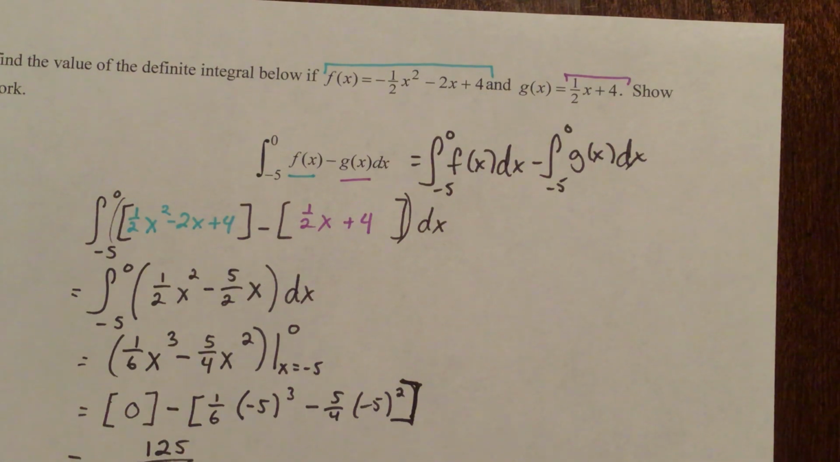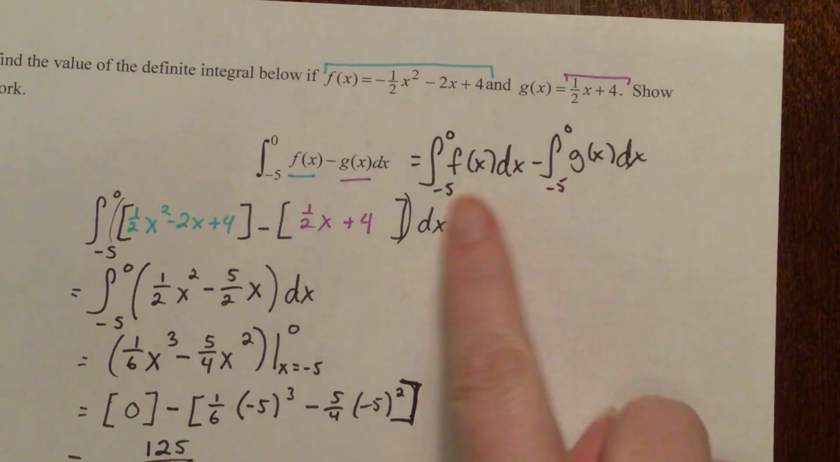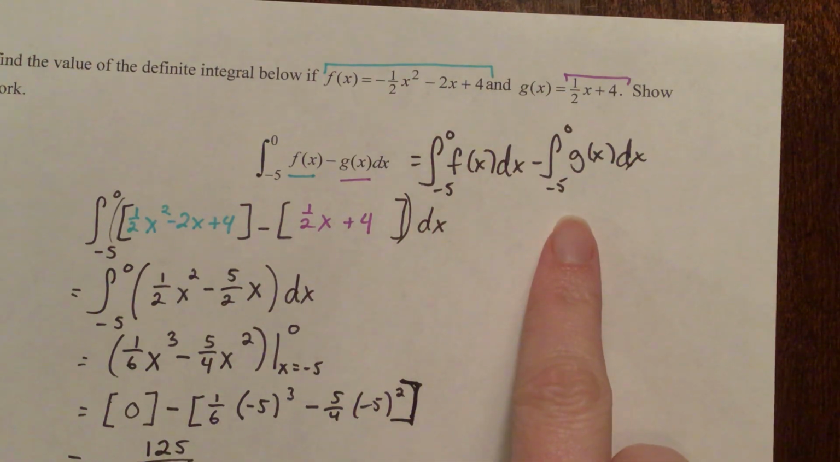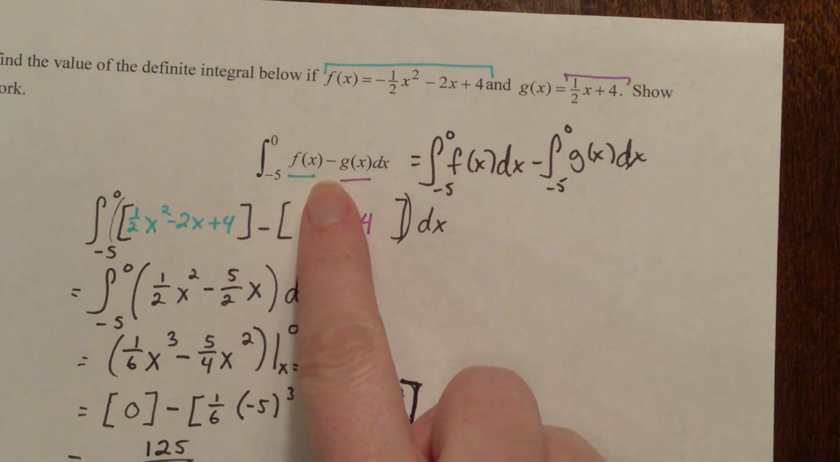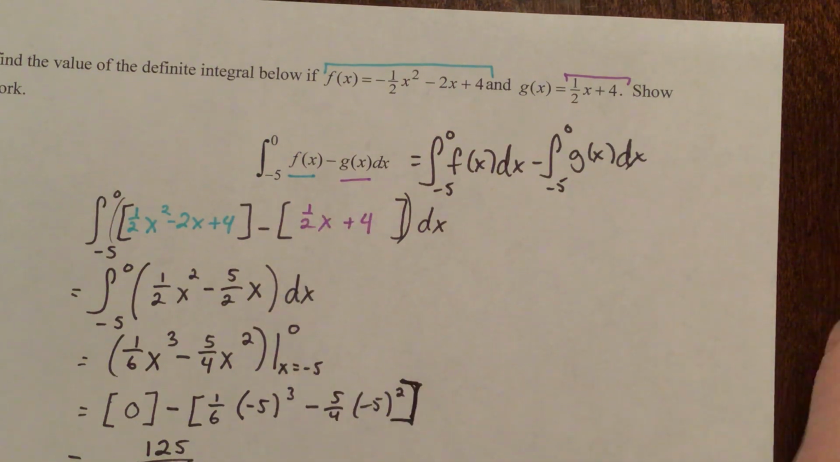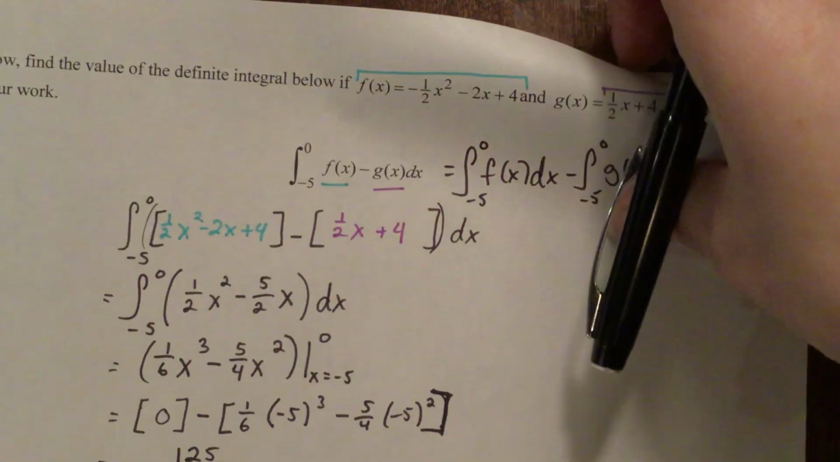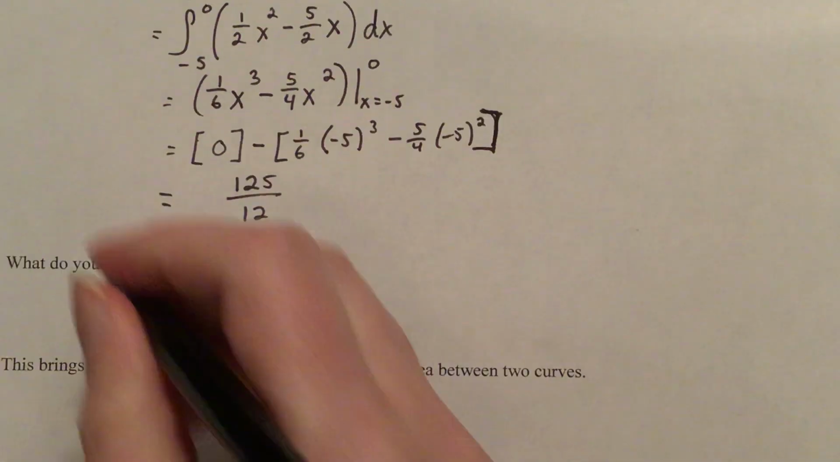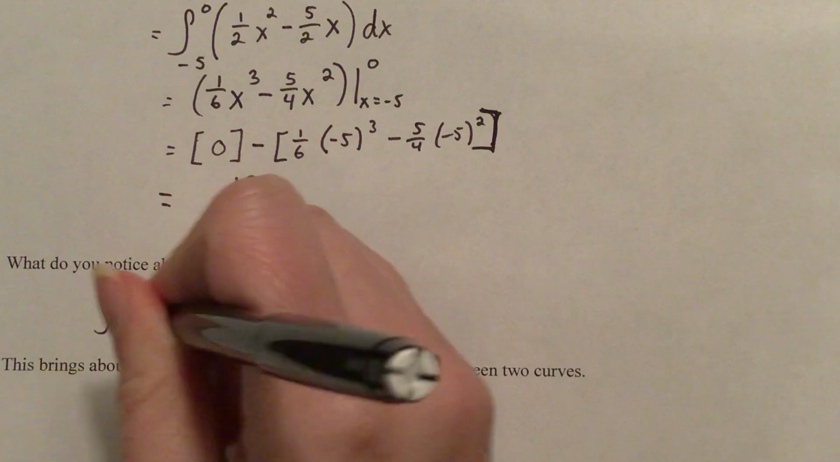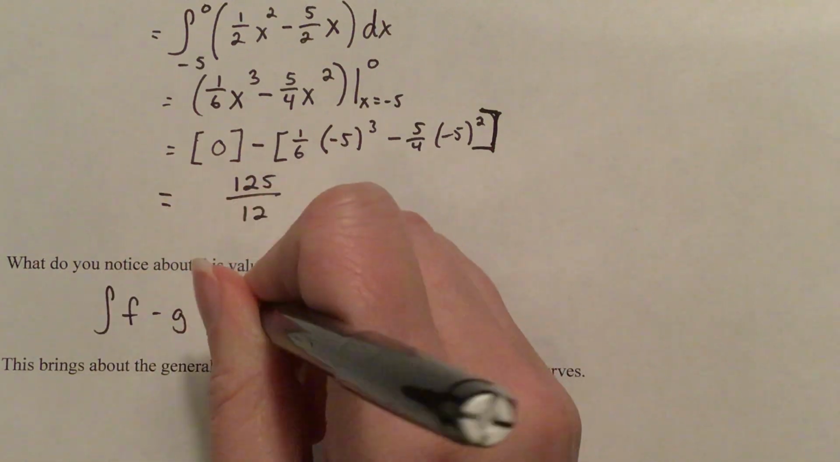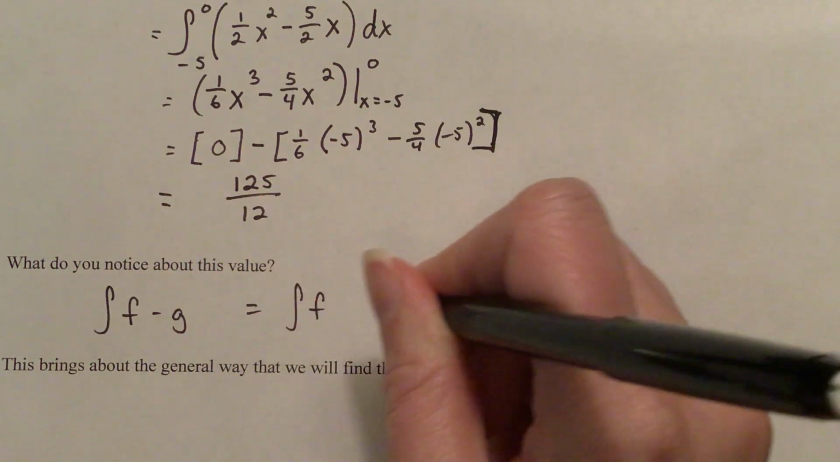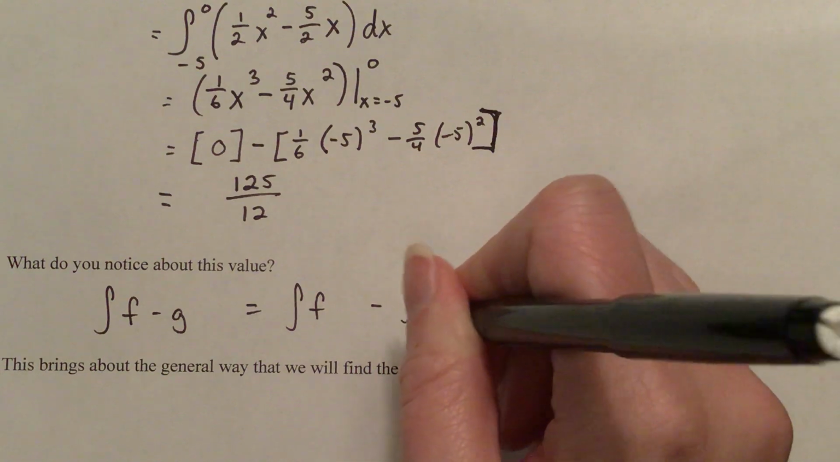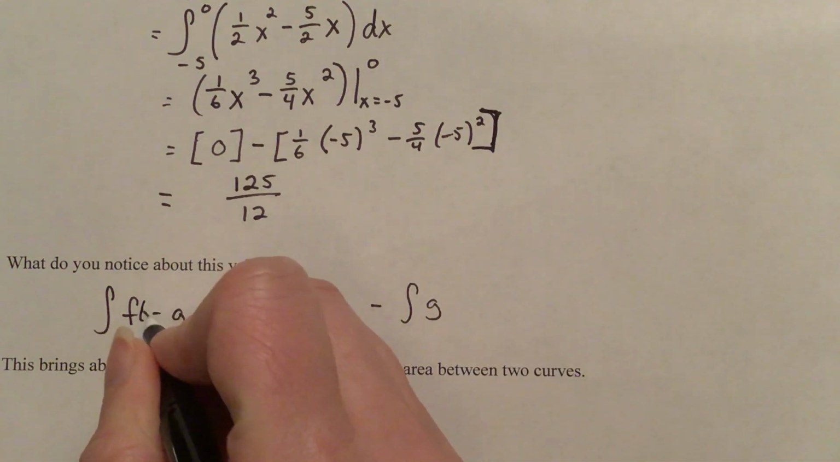So what do you notice about this value? Oh, I'm sorry, spoiler alert. It's this. Whoops, I got excited and I forgot to look at my notes. So this is the same thing as this, and it's the area between the graphs of f and g. So write whatever you want there. The integral of f minus g equals the integral of f minus the integral of g. I'm going to put my x's in there.